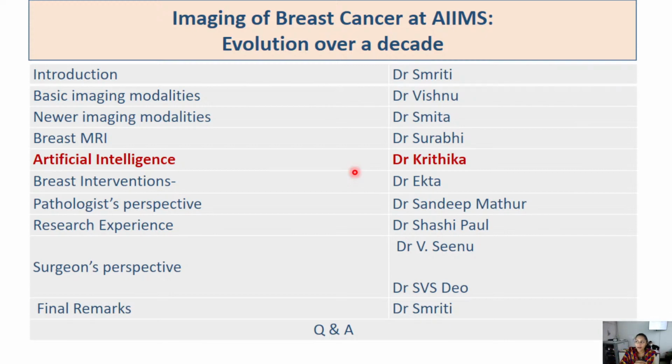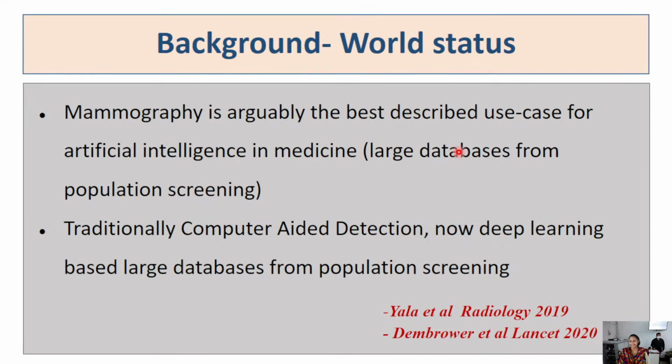Thank you, ma'am. I'll be talking about our experience with artificial intelligence, particularly in breast imaging. So the world status, firstly, mammography is arguably the best described use case for artificial intelligence. This is because there are very large data sets available with the West, because they do sequential mammography every single year to screen out their population.